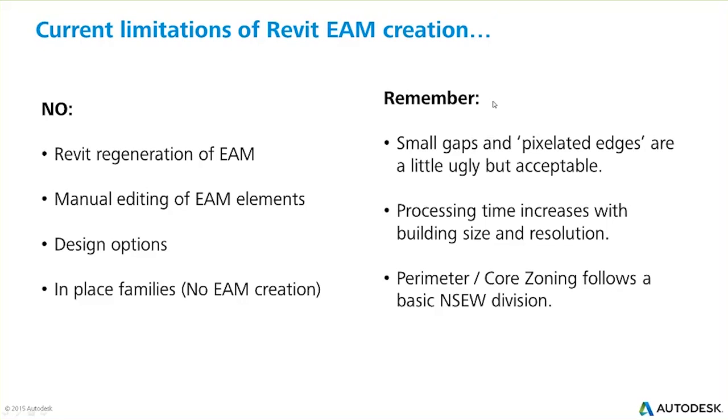Now, one of the byproducts of a more detailed Revit model is you get a more detailed analytical model, and we have this concept of what we call pixelated edges. In other words, the model looks a little sketchy in certain perimeter areas, just because of the detail that's there. They can look a little ugly sometimes, but it's perfectly acceptable from an analytical sense. It doesn't actually impact the analysis to any great degree.